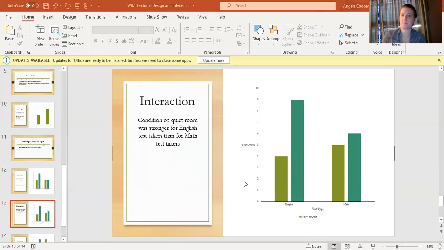So the condition of the quiet room was stronger for English takers than math test takers. You'll see that, again, it's one of the conditions of the quiet room, and we'll see that it shot up for one of the other conditions. Over here at math, the two test scores are pretty similar, regardless of the room they were in. But here with the English test, there's a stark difference.